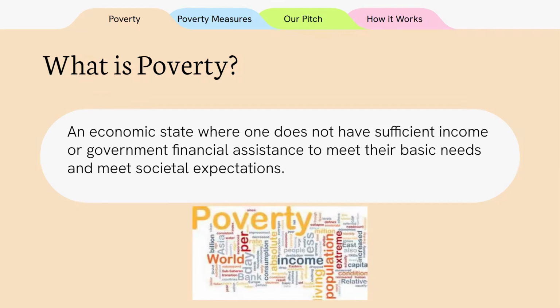So to start, what is poverty? Poverty is an economic state where one does not have sufficient income or governmental financial assistance to meet their basic needs and meet societal expectations.